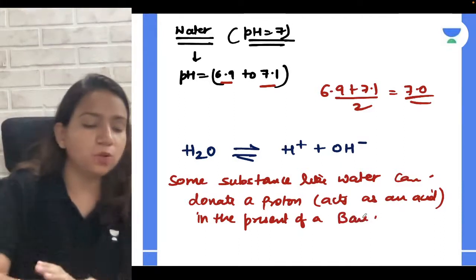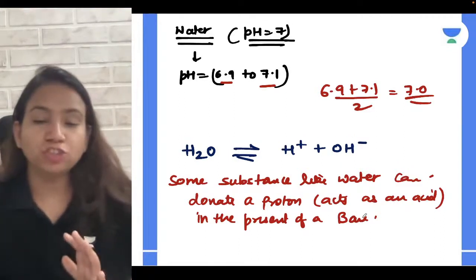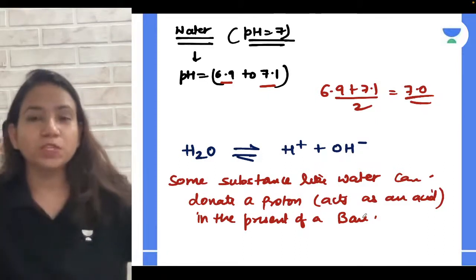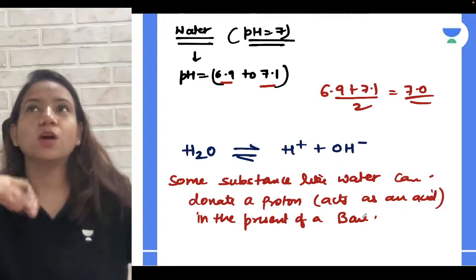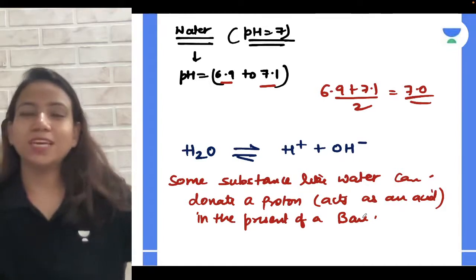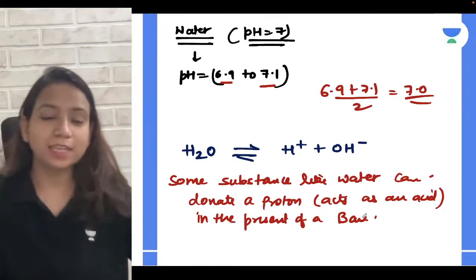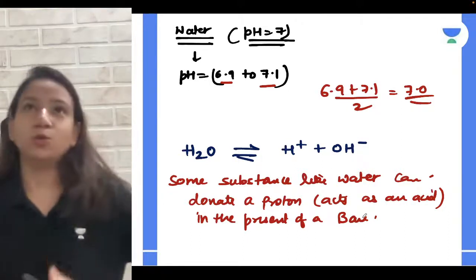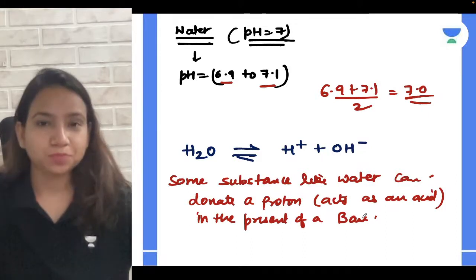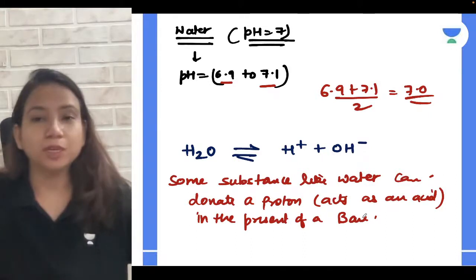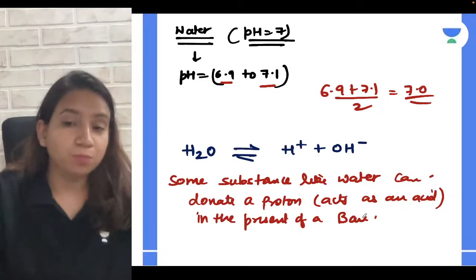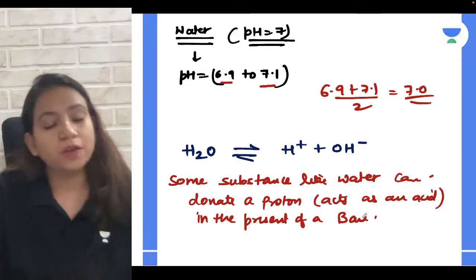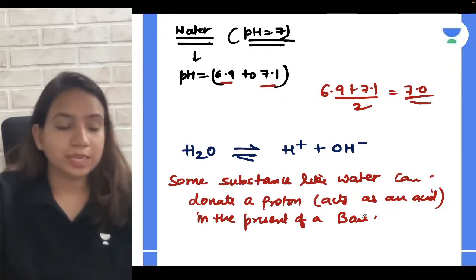So guys, in short, water is very adjusting in nature. How? If a strong base comes near to water, water will say, okay, no problem, I will act as an acid. If an acid comes near to water, water will say, okay, no problem, I will act as a base. So it can act as both, depending upon what is coming near to it and how it is reacting. It's as simple as that.